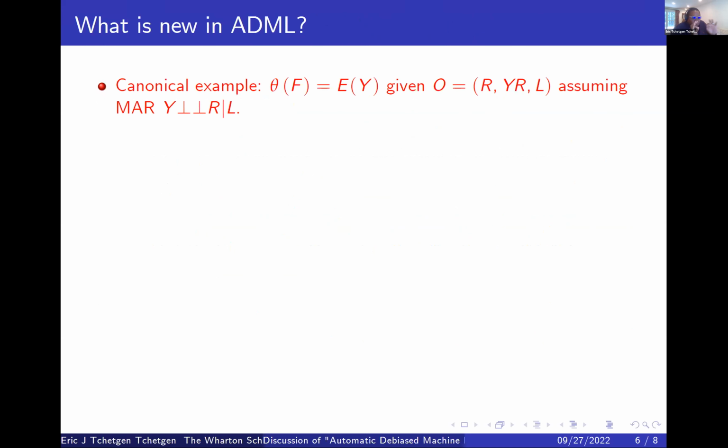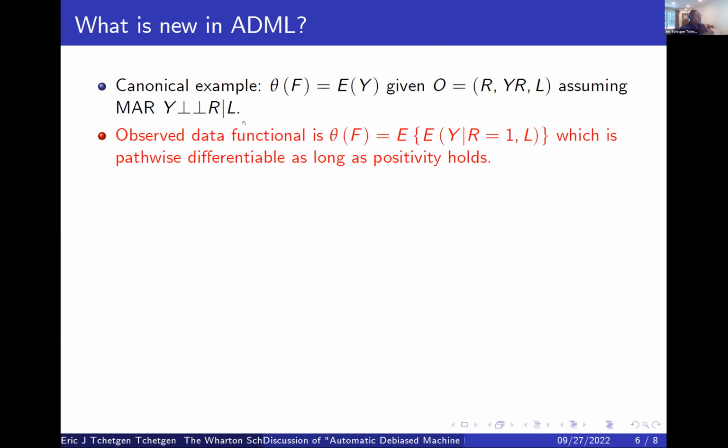So I just thought I would spend 1 minute on a canonical example, which is a one-arm causal inference problem or a missing data at random problem. And so we're interested in the expected value of Y for the whole population. We observe Y only for those who have R equals 1, and conditional on L, fully observed covariates, Y is independent of R. And therefore, we have missingness at random.